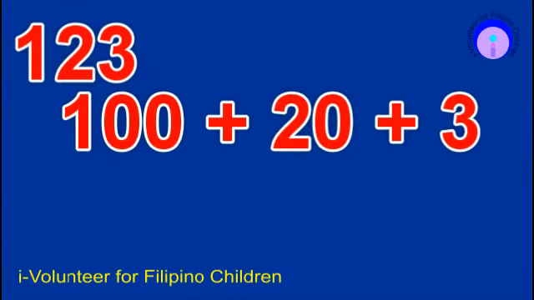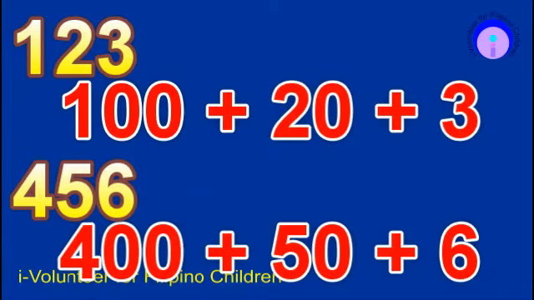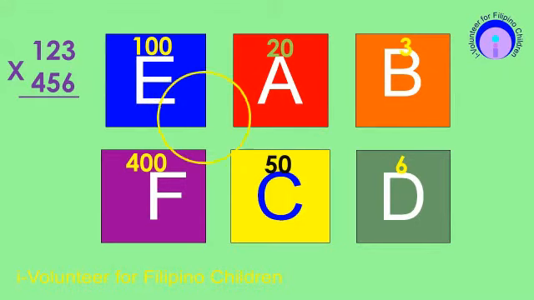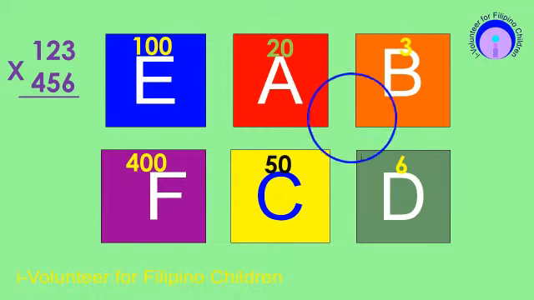456. Let's expand 123 and then 456. Letter E gets the value of 100, while A has 20 and B has 3. For the multiplier, F gets 400, while C gets 50 and D gets 6. Now, are you ready to multiply?